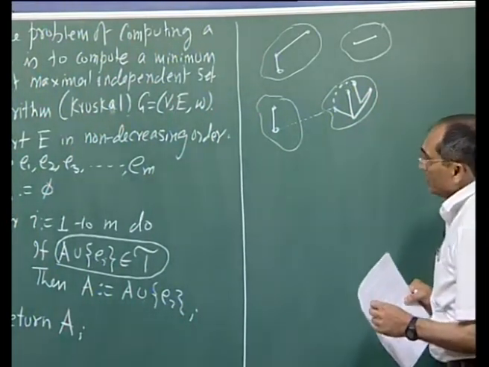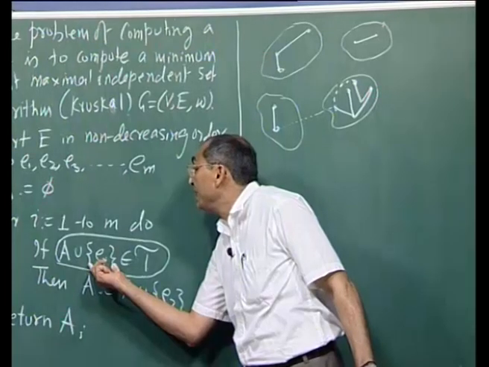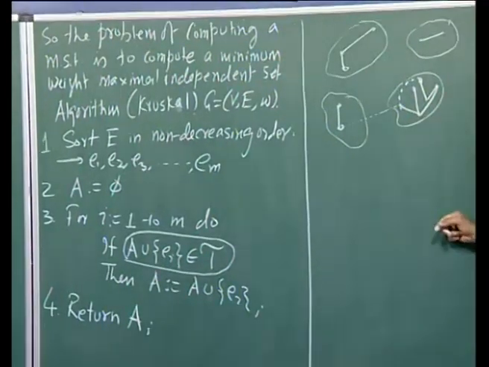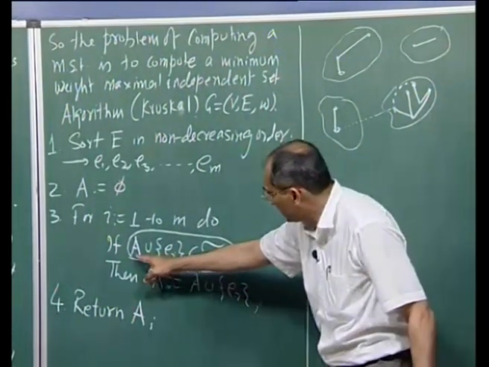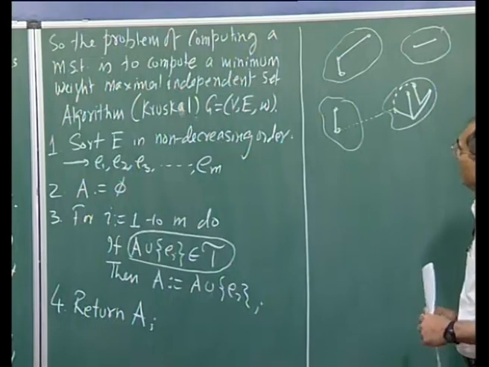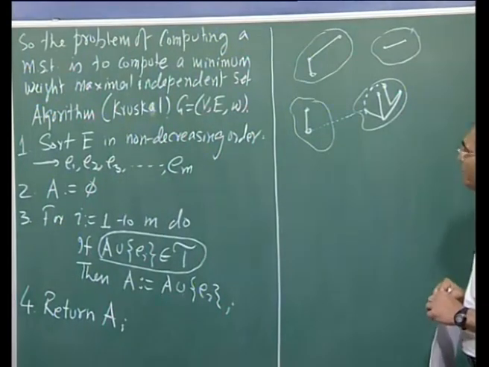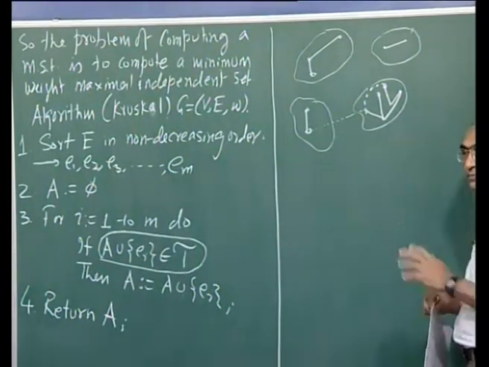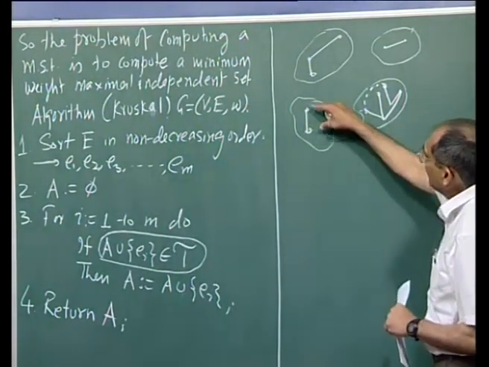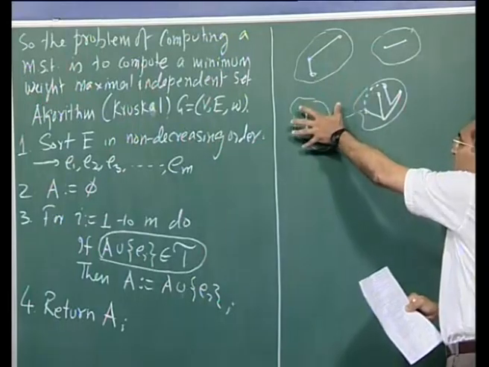So the necessary and sufficient condition for this test is that the two end vertices of EI must belong to two distinct components in the graph (V, A), where A is the current set of edges. This problem is the problem of union and find. What we will do is we will visualize the set of vertices in one component as one of the subsets of a partition.